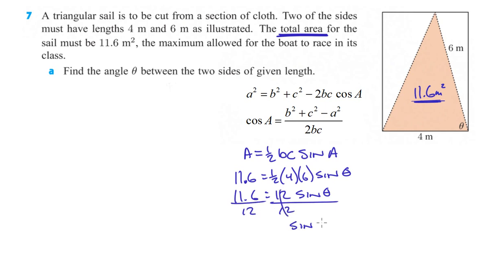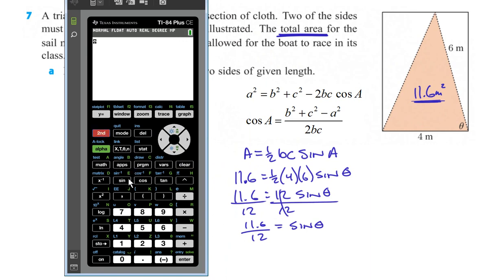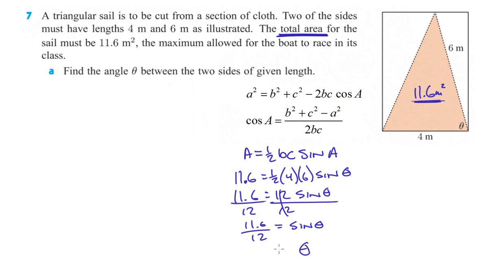And we get that sine theta has to equal 11.6 over 12. So remember, when we're looking for an angle, it's always second sine of 11.6 divided by 12. Oops, that didn't work. I'm just making it worse. I'm going to fix it. There we go. 11.6 divided by 12. I fixed it. And that gives us that the angle has to be 75.2 degrees for 7 part A. Okay.